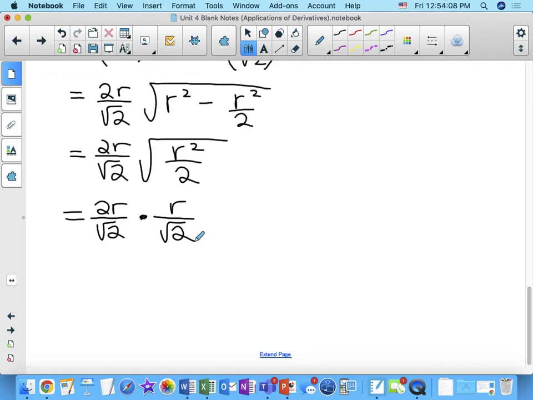Okay? And so let's see what we have here. This becomes, in the numerator, 2r times r is 2r squared. In the denominator, I have root 2 times root 2, which is what? 2. And then these cancel. So my maximum area is r squared.